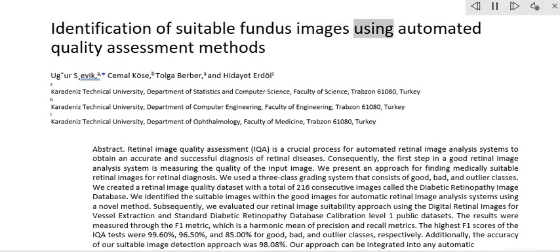Identification of suitable fundus images using automated quality assessment methods. Uğur Şevik, A. Cemalköse, B. Tolga Berber, A. Hidayet Erdölc.